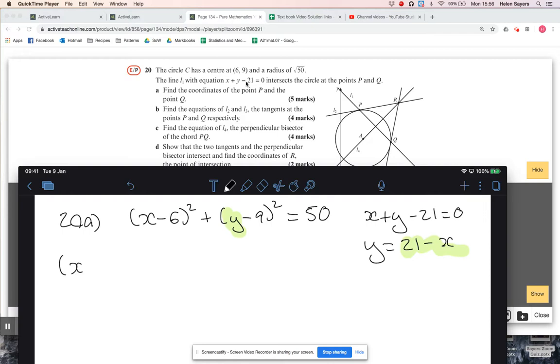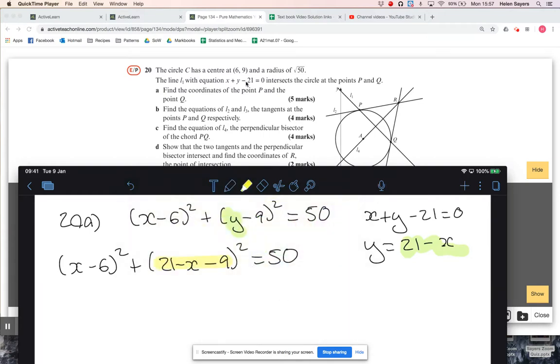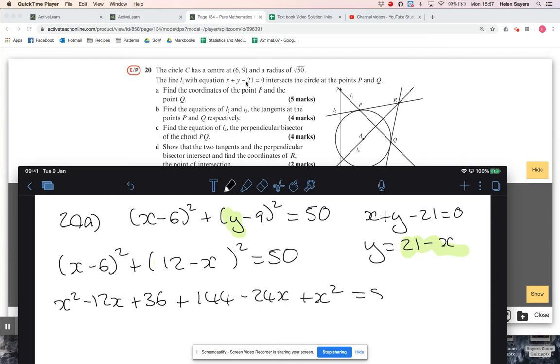Right, let's write that out, and then we'll worry about multiplying out brackets and things. So 21 minus x minus 9 all squared is 50. So these brackets here can just become 12 minus x. Okay, so that's the 21 minus x and then minus the 9. So we need to square all those brackets out. So x squared minus 12x plus 36, the first set of brackets, and then 144 minus 24x plus x squared for the second set of brackets.